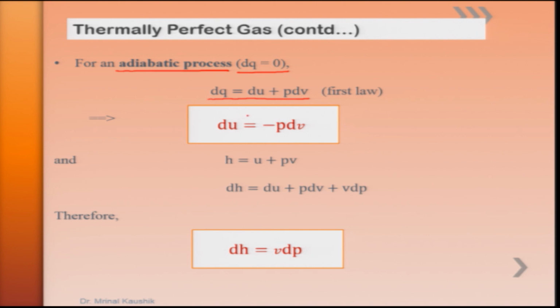If dq is equal to 0, we can essentially bring down this equation as du is equal to minus p dv. Similarly, the heat function or enthalpy can be written as h is equal to u plus pv, and if we take the differential, dh is equal to du plus p dv plus v dp. However, du is equal to minus p dv. Therefore, we are left with dh is equal to v dp. That means, for an adiabatic process, du is equal to minus p dv and dh is equal to v dp.